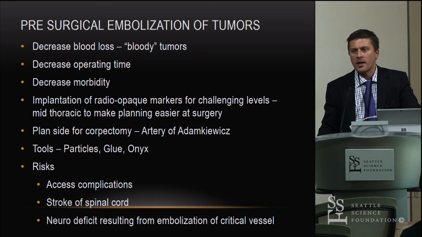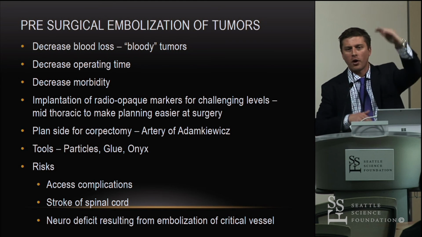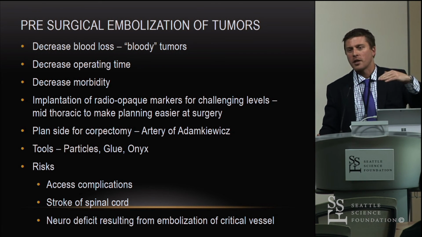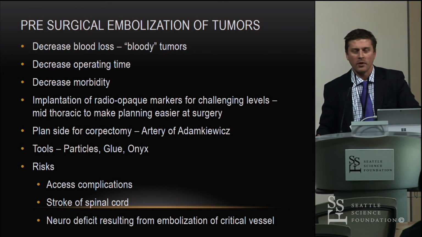And so for mid-thoracic lesions, we'll typically put in a marker at one of the radicular levels and then shoot an X-ray of the whole spine so they can count lumbar levels and then thoracic levels, and they know exactly where they are in relation to that coil in it.